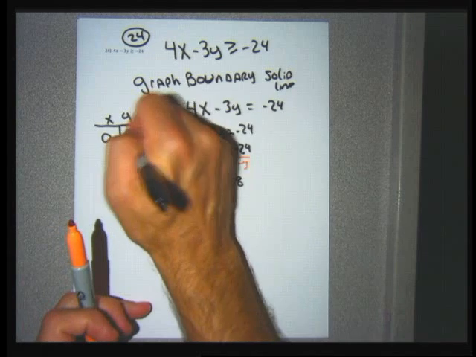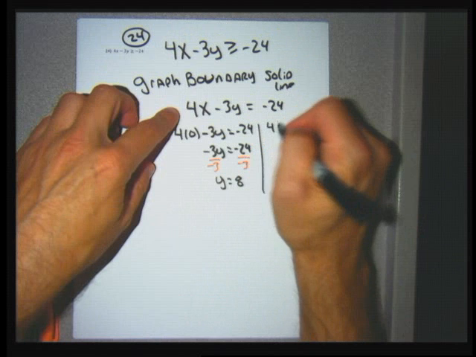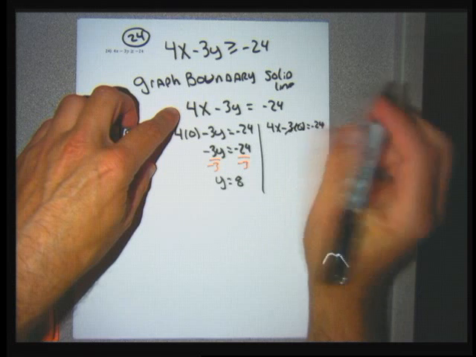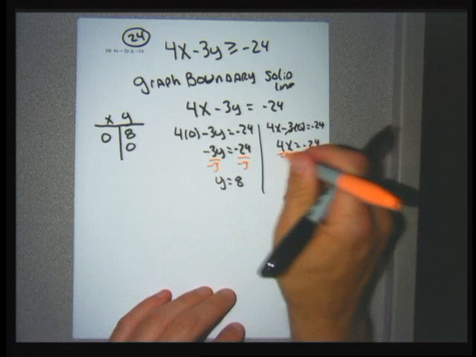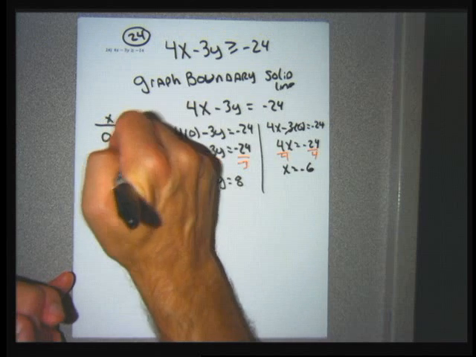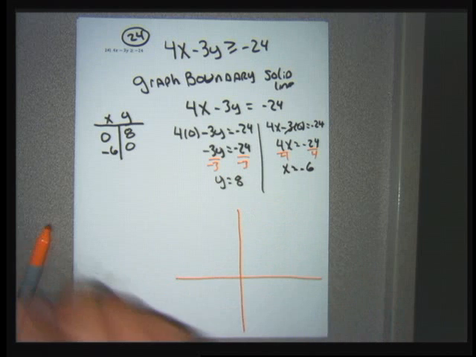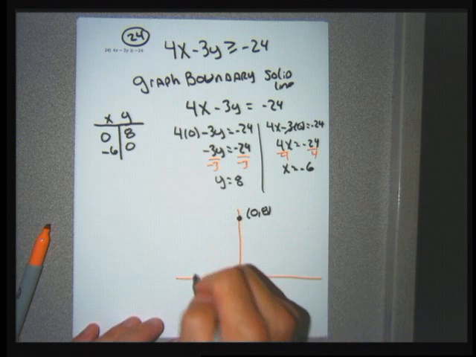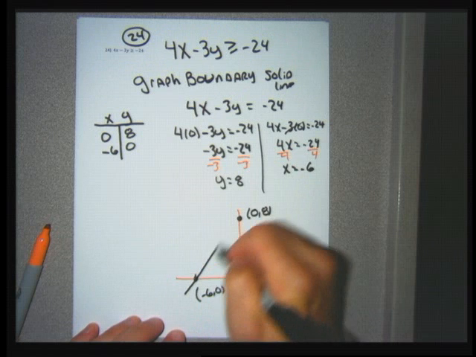So that's going to give me the point 0, 8. And when I do the other 0, I go 4x minus 3 times 0 equal to negative 24. The 3 times 0 piece goes away, leaves me with 4x equals negative 24. Divide both sides by 4, and I get x equal to negative 6. So that's going to be the point negative 6, 0. So when I go to graph these, again, I'm not being horribly accurate. I'm going to guesstimate the point 0, 8. I'm going to guesstimate the point negative 6, 0. And I'm drawing a solid line because I have the or equal to.